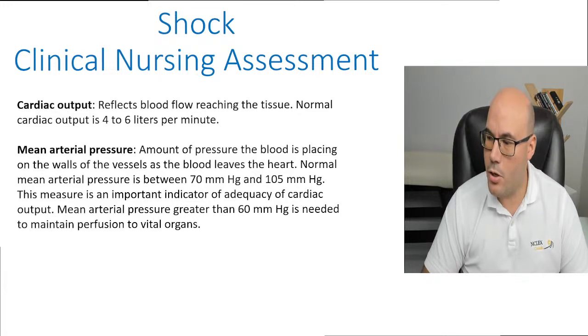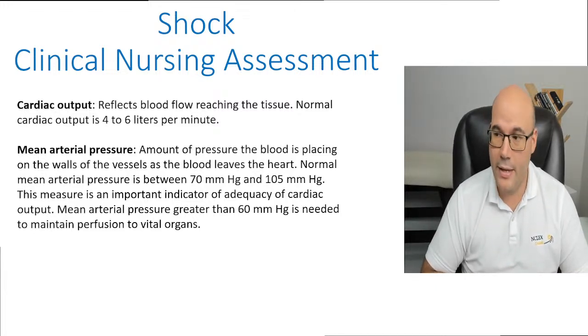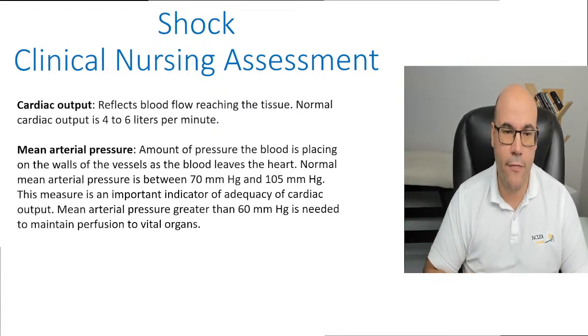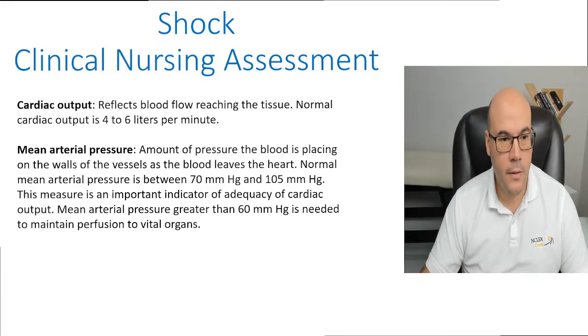The mean arterial pressure is the amount of pressure that blood is placing on the walls of the vessels as the blood leaves the heart. Normal mean arterial pressure is between 70 and 105. So, the goal in the treatment of a patient with shock is to maintain a mean arterial pressure above 65 at all means. When the mean arterial pressure is below 65, the organs are not well perfused. So we have to monitor this.